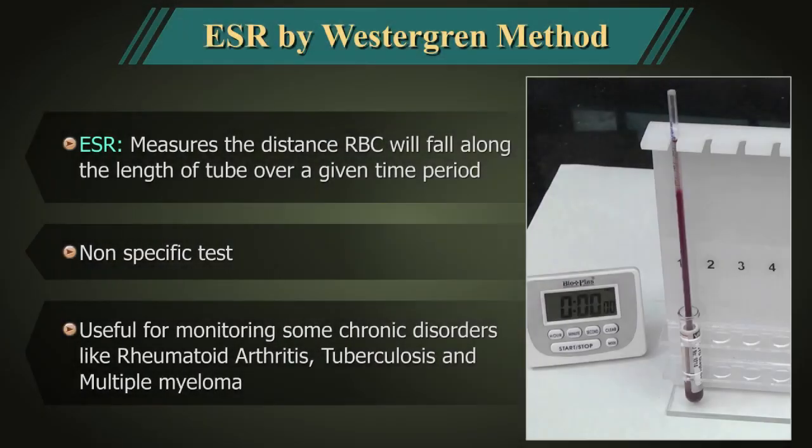ESR, or erythrocyte sedimentation rate, measures the distance red blood cells will fall along the length of a vertical tube over a given time period. Although it is a non-specific phenomenon, it is clinically used in certain chronic disorders, for example, rheumatoid arthritis or tuberculosis, as an index of progress of the disease.